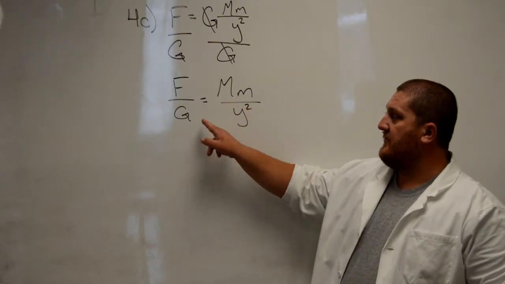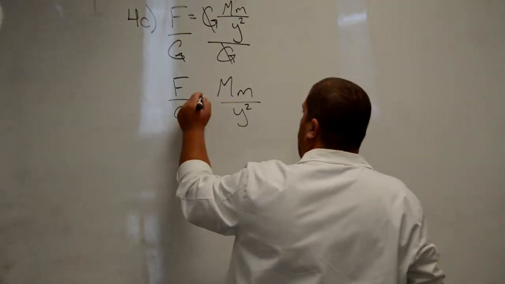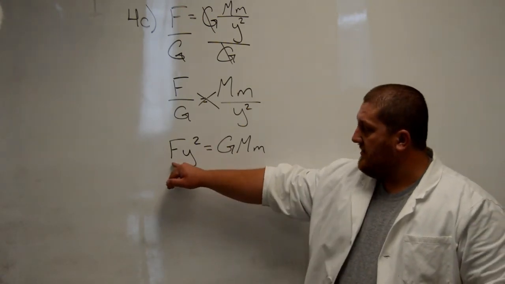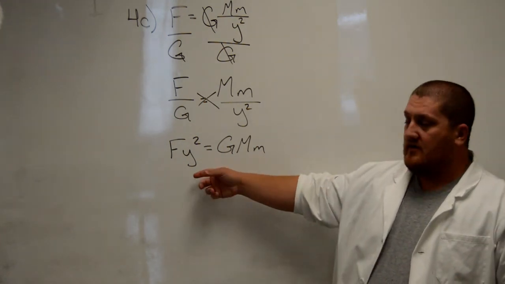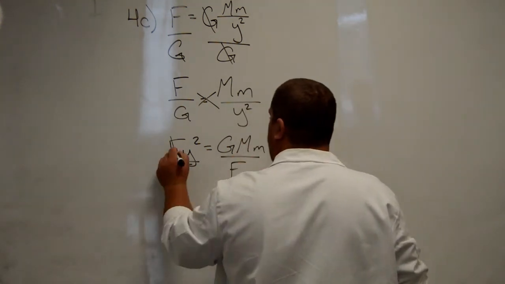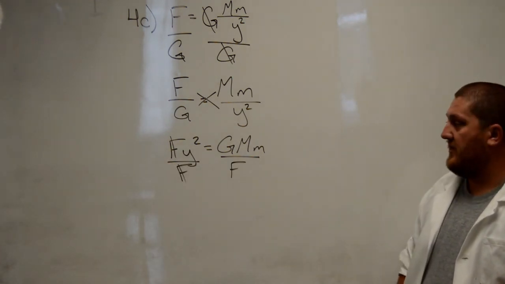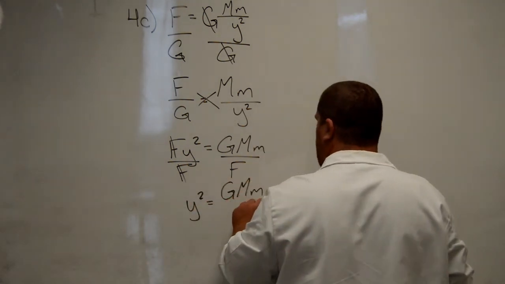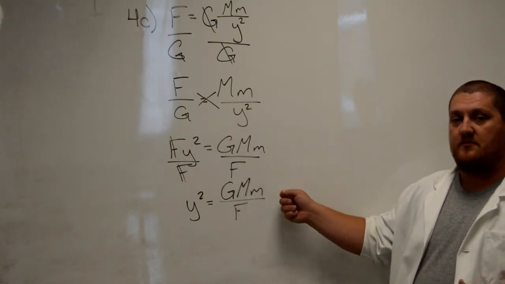After I simplify, I notice that I have a fraction is equal to another fraction. Seeing that, I know I can cross multiply. Now I've cross multiplied, I have f times y squared is equal to g times big M times little m. To get y by itself, I divide both sides by f now. F is canceled out on the left because I have it both on the top and the bottom of the fraction. Let's simplify again. Now I have y squared is equal to g times big M times little m over f.